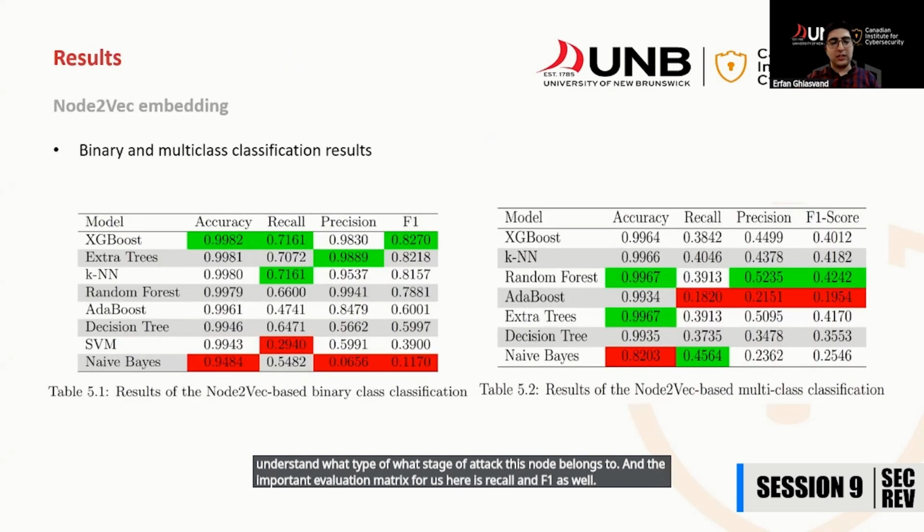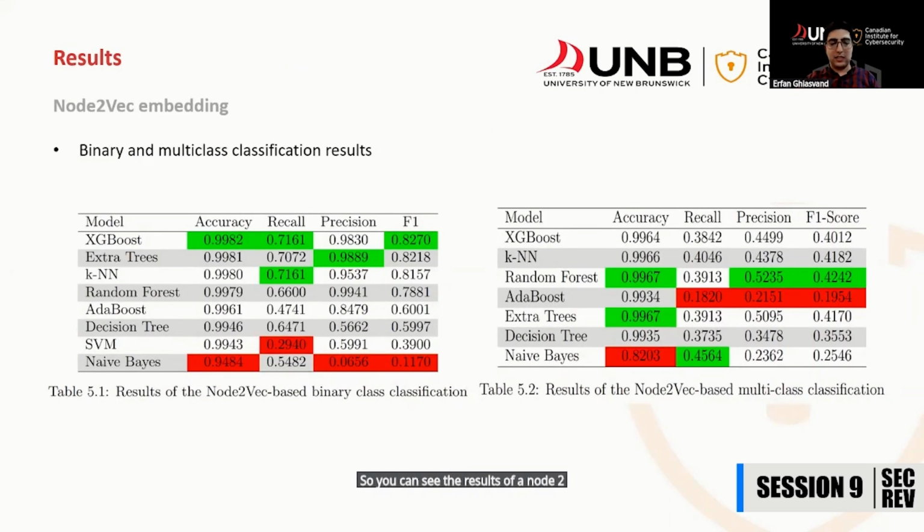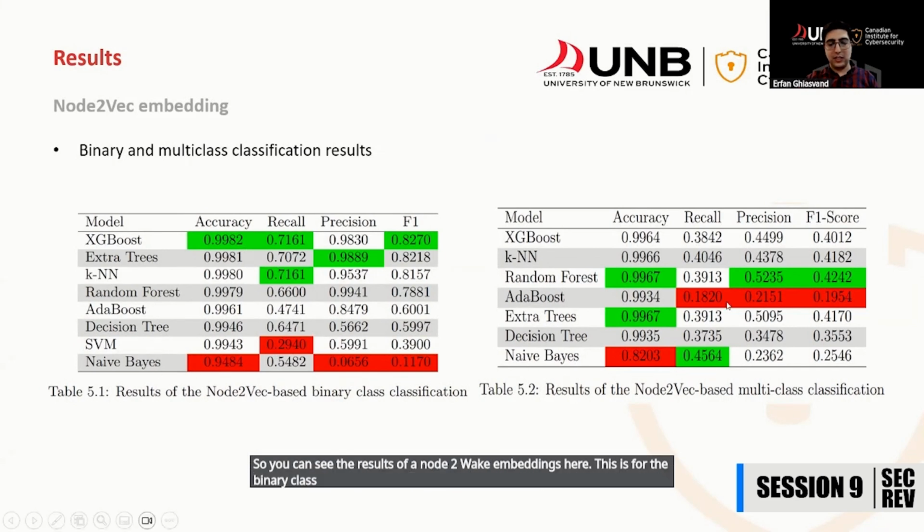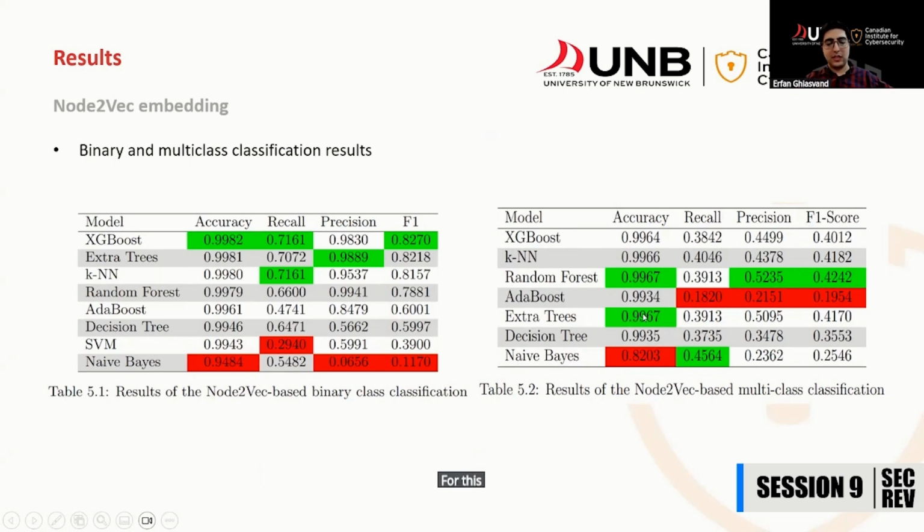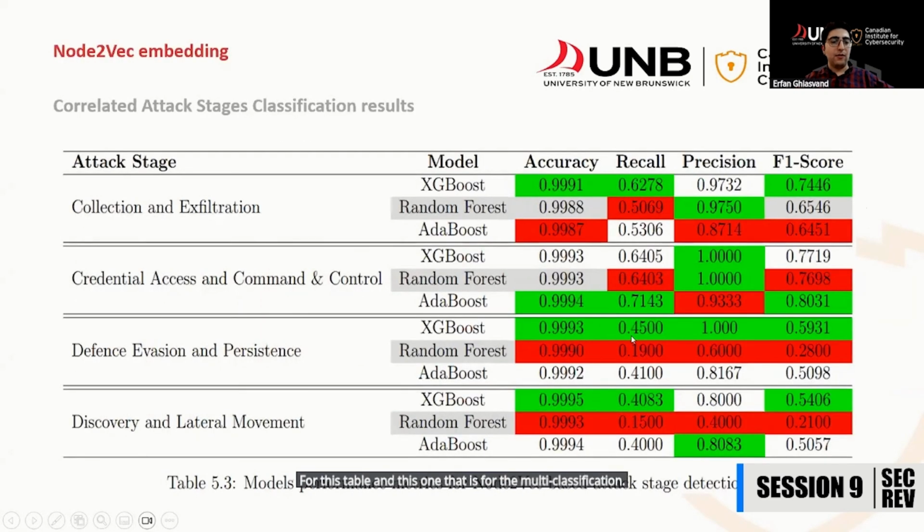So you can see the results of node2vec embeddings here. This is for the binary classification, and this is for the multi-class classification. You can see the accuracy is pretty high here, but the important metrics for us are recall and F1 score. You can see the results in this table, and this one is for the multi-class classification. And the final evaluation metric for us is the correlated attack stage classification result. We can see the result for each of the attack stages: collection and exfiltration, C&C and credential access, defense evasion and persistence, and discovery and lateral movement.